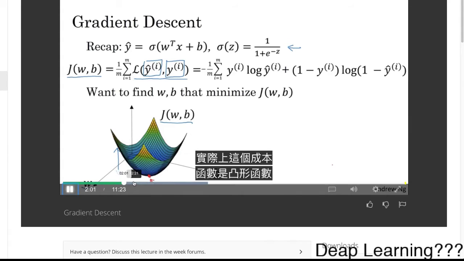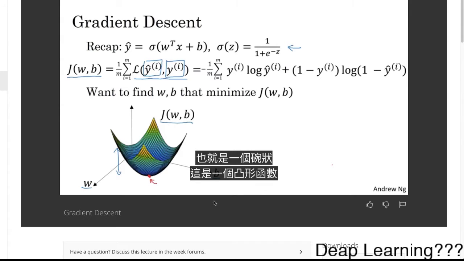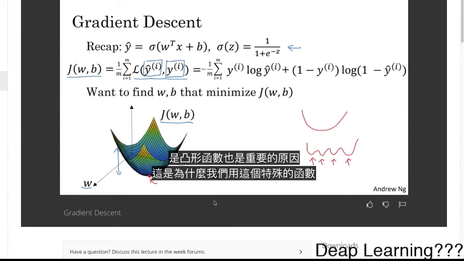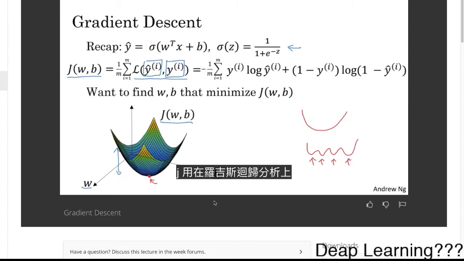It turns out that this particular cost function J is a convex function, so it's just a single big bowl. So this is a convex function, and this is as opposed to functions that look like this, which are non-convex and have lots of different local optima. So the fact that our cost function J of W, B as defined here is convex is one of the huge reasons why we use this particular cost function J for logistic regression.